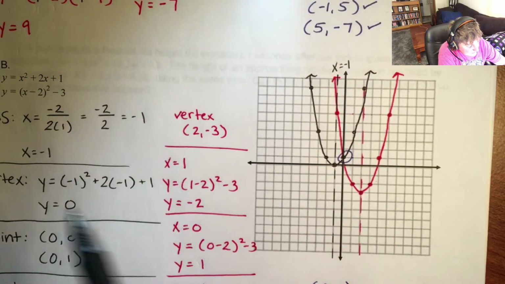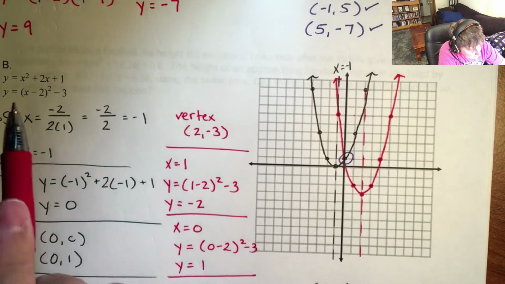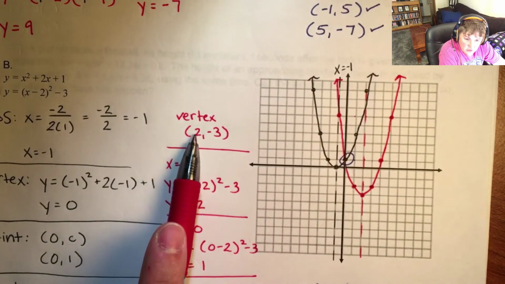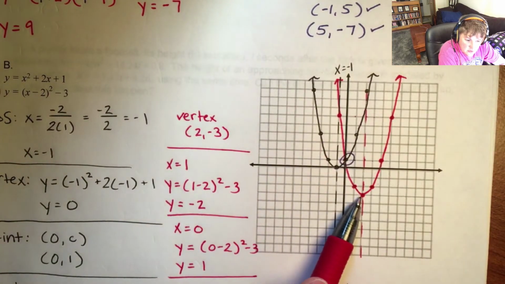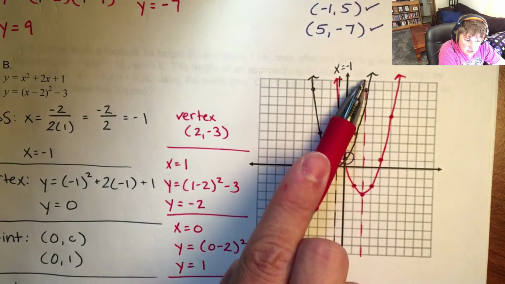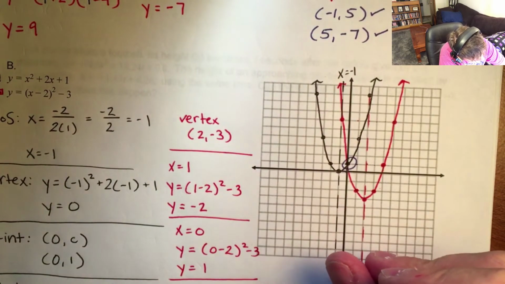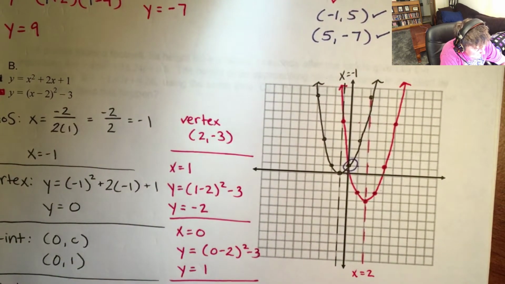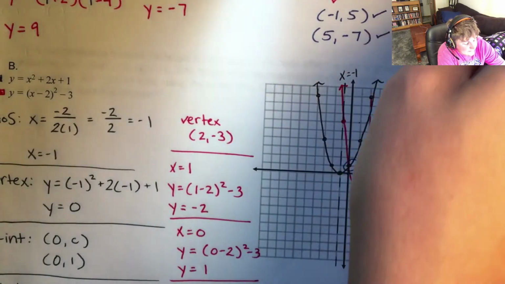Okay, then I did the red line. The red line here is in vertex form. So 2, -3 is my vertex. So I drew the axis of symmetry here, x is equal to 2. Then again, I picked x values until I filled out the graph.